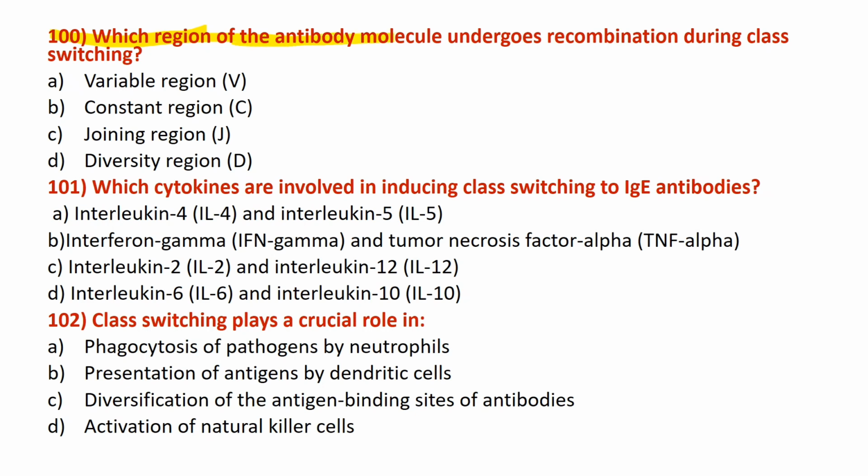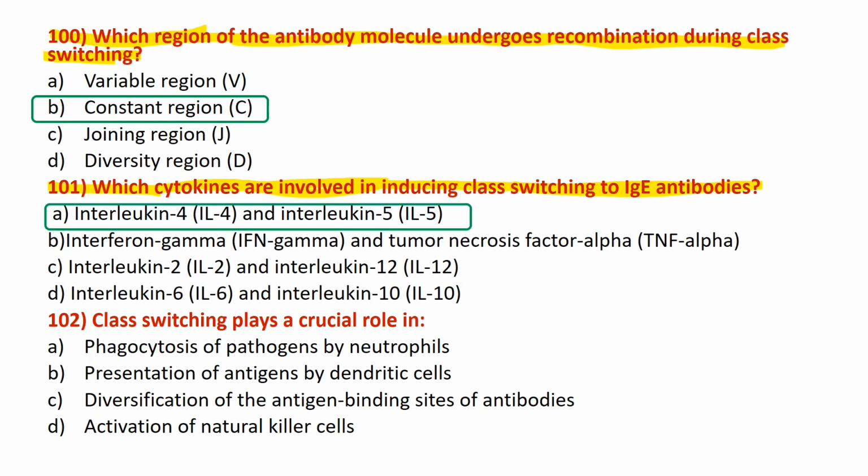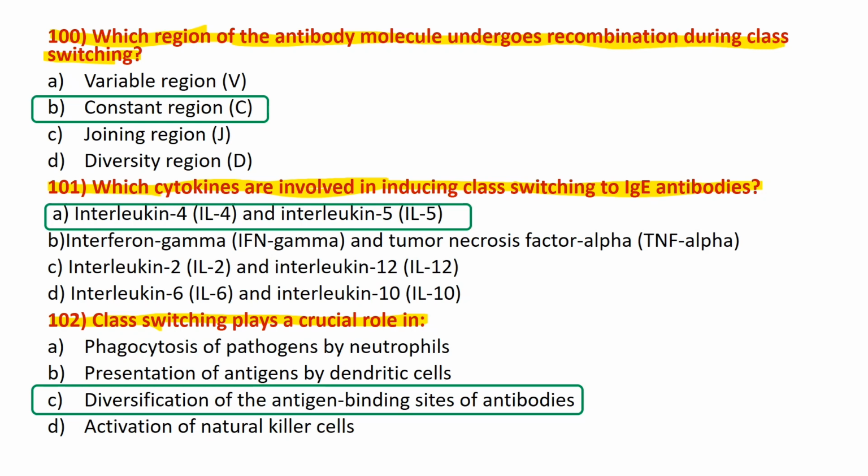Which region of antibody molecules undergoes recombination during class switching? And the right answer is option B, the constant region. Which cytokines are involved in inducing class switching to IgE antibodies? And the right answer is option A, IL-4 and IL-5. And the last one is, class switching plays a crucial role in option C, diversification of the antigen binding sites of antibodies.